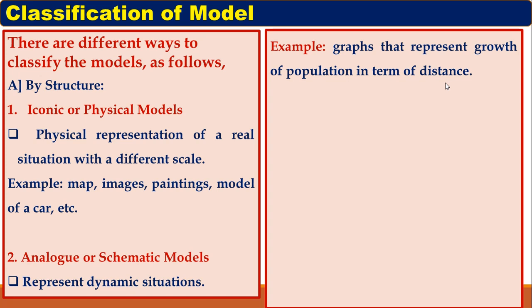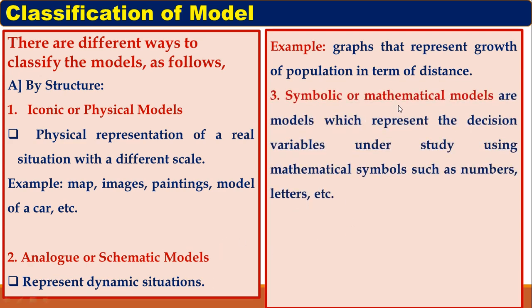Just like if you want to represent the variation of speed with respect to time on a graph, we have to assume some scale for time and some scale for speed, and we can represent this variation of speed with respect to time on this graph. So we can say that schematic models represent the dynamic situation where one thing changes with respect to another.